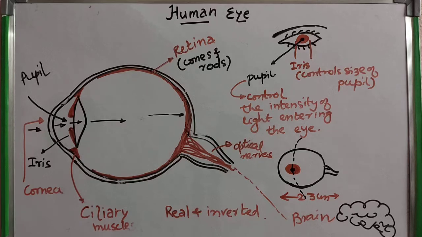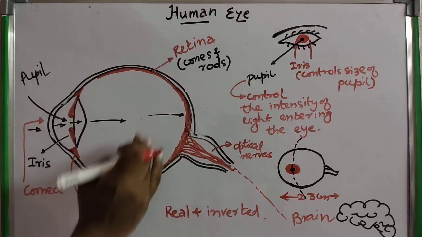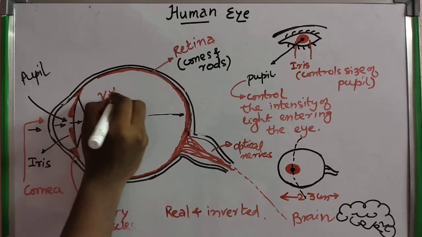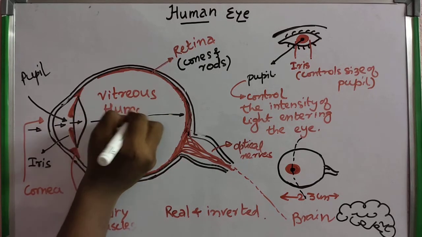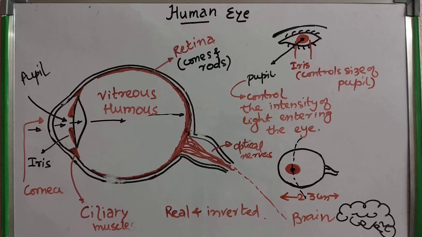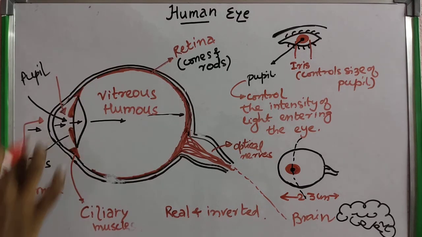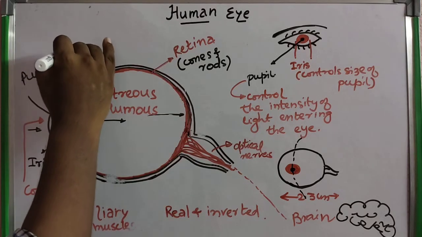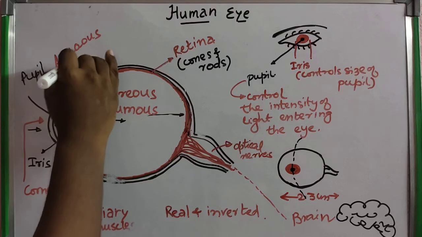Here two things are missing. What are the two things? See here, there's a liquid inside the eyeball between the eye lens and retina. This liquid is called vitreous humor. And there's a liquid between cornea and the eye lens, and this liquid is called aqueous humor.